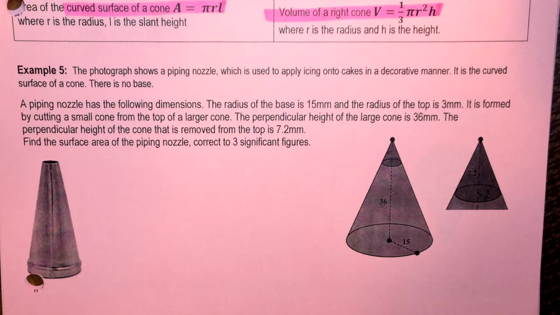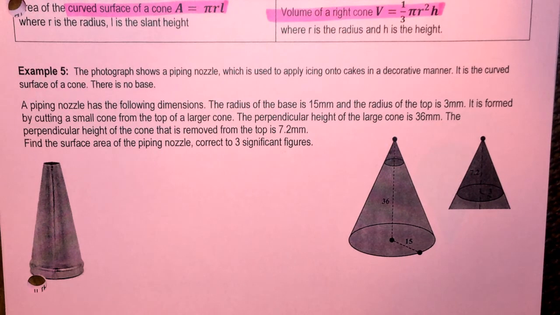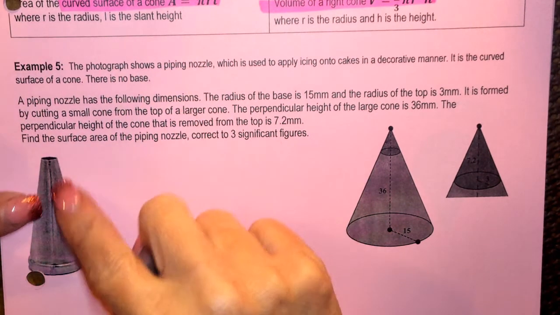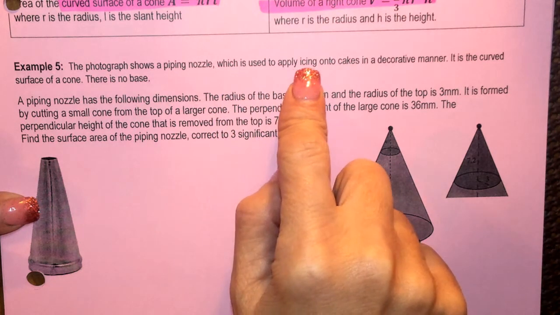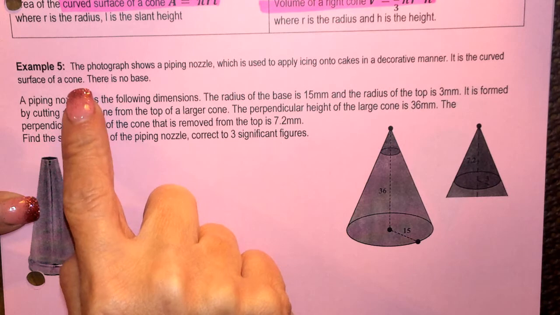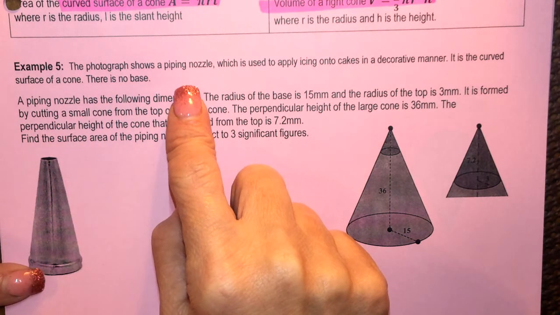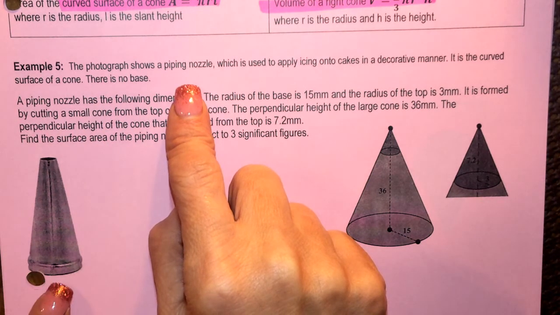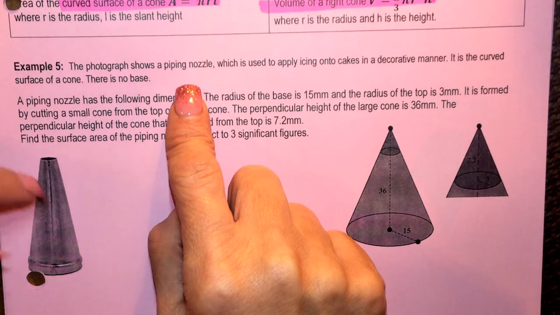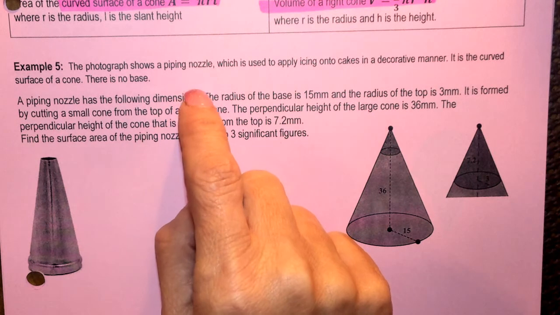Okay. These problems to me are like, I could have used my trig that I learned last class to help me solve some of these. But we're going to go ahead and do these. So the photograph shows a piping nozzle, which was used to apply icing onto cakes and decorations. It is a curved surface of a cone, there is no base. So this right here is hollow because you're going to put your icing in it, and then the little tip of it sticks out right here, and that's how you do all the writing and stuff. You usually use those to put the bags in.